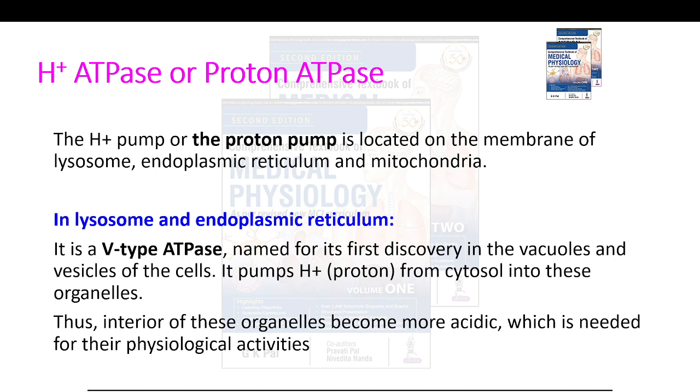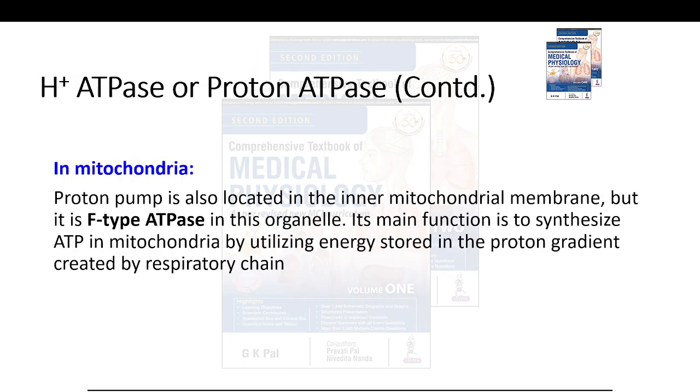The H plus pump, or the proton pump, is again present on the membranes of the lysosome, endoplasmic reticulum, and mitochondria. H ATPase, the proton ATPase in mitochondria, is located in the inner mitochondrial membrane, cristae and matrix. It is an F-type ATPase in organelles. Its main function is to synthesize ATP in mitochondria by utilizing energy stored in the proton gradient created by the respiratory chain.